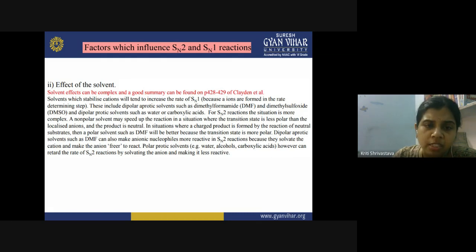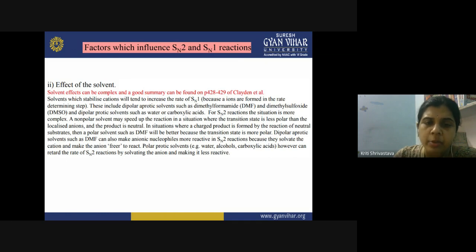A non-polar solvent can speed up the reaction in a situation where the transition state is less polar, with a localized ion, so the product is neutral. In a situation where a charged product is formed by the reaction of a neutral substrate, a polar solvent such as DMF will be better because the transition state is more polar. And a dipolar aprotic solvent such as DMF can also make the anionic nucleophile more reactive in the SN2 reaction, because it solvates the cation and makes the anion freer to react.